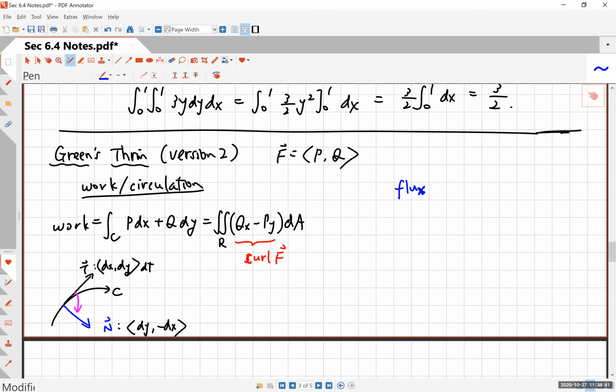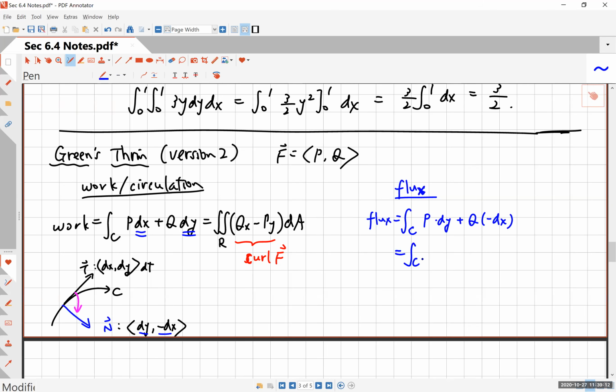And so in the flux situation, the integral for the flux was not P dx + Q dy, but it's P times dy plus Q times negative dx, right? And that's all because the tangential components were dx, dy, but the normal components are dy, comma, negative dx. So this is what we defined as the flux integral.